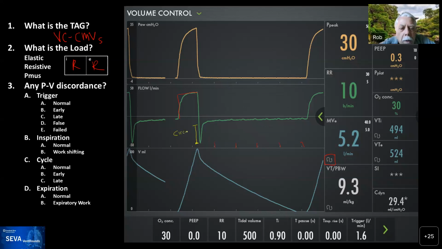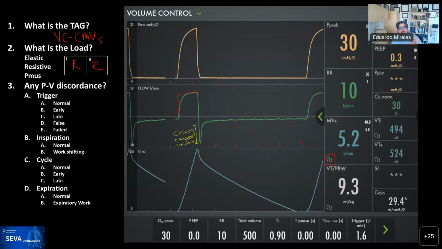Yeah, that's a great point, Rob. At the bedside, when you're dealing with these very high distending pressures, you can see how the circuit distends, and then it rapidly releases that volume. I'd also point out that the compliance here is apparently very low, around 29.4. So this patient has an elastic load as well as a resistive load, but the resistive load is predominating.